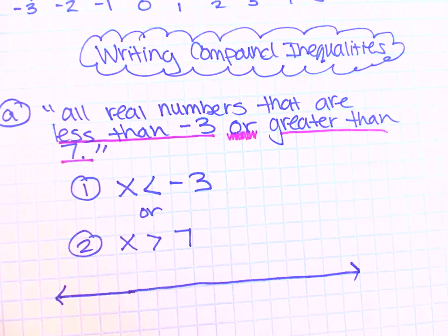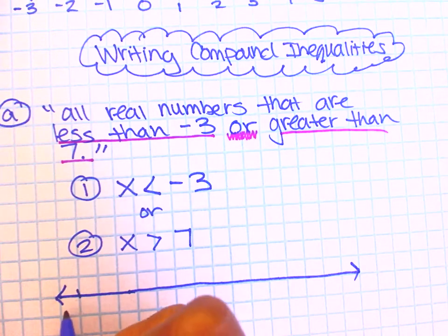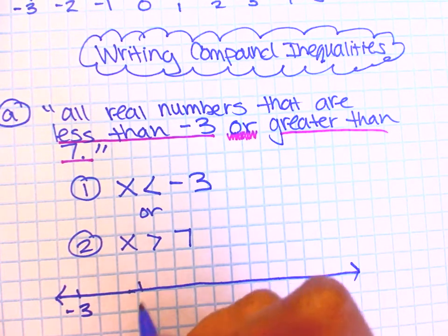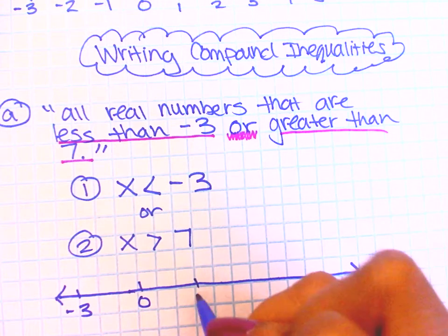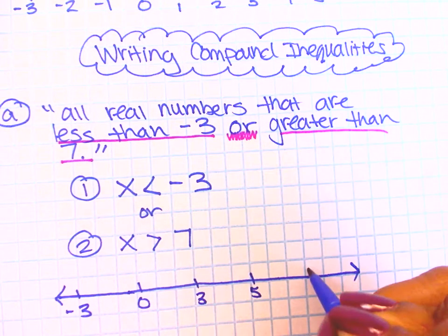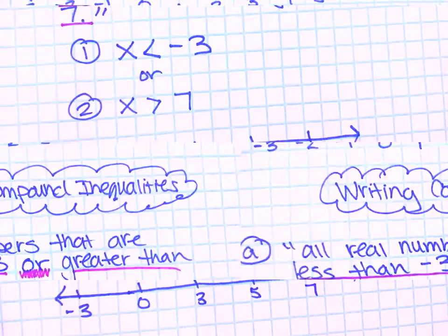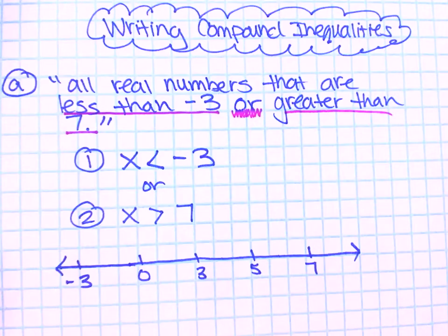Okay, so I'm going to draw my graph. Let's say this is -3. Let's say this is 0. Let's say this is 3. And this is 5. And this is 7. I skipped a little bit, so my graph is smaller.